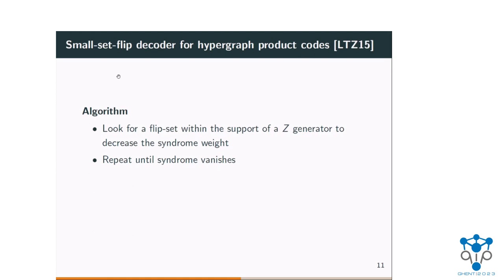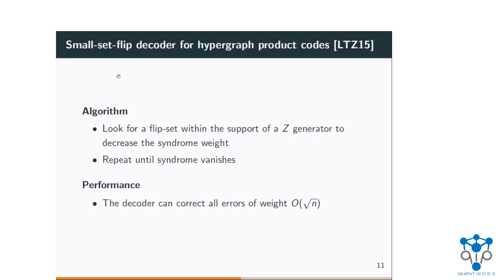Okay, so our decoder is most inspired by small-set-flip, which is a decoder for hypergraph product codes. If you don't know it, I can summarize it because the algorithm is quite simple. It's an iterative procedure where in every step, we look for some flip set within the support of a Z generator such that when we apply this flip, it will decrease the syndrome weight. So at every step, we're trying to decrease the syndrome weight, and eventually we reach zero syndrome. When that happens, we will have decoded correctly. What was proven in this paper was that for hypergraph product codes, if they're chosen correctly, this decoder can correct all errors of weight up to square root n. And this is basically optimal for that code because the distance of the code is square root n.